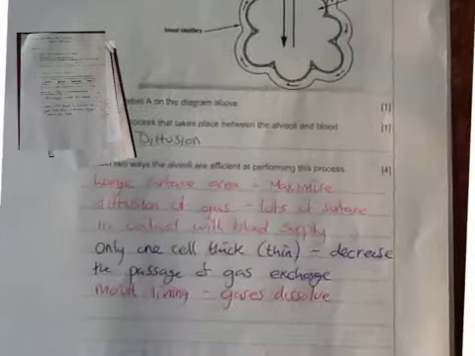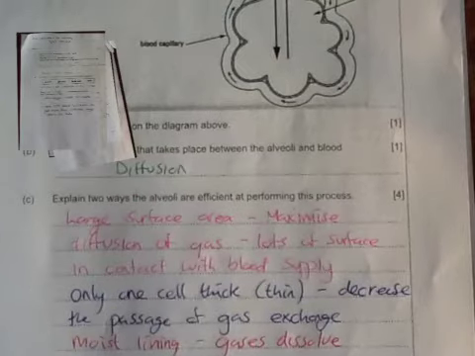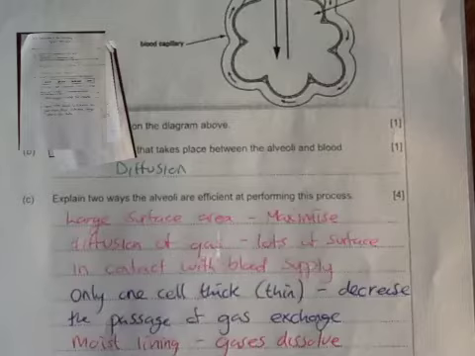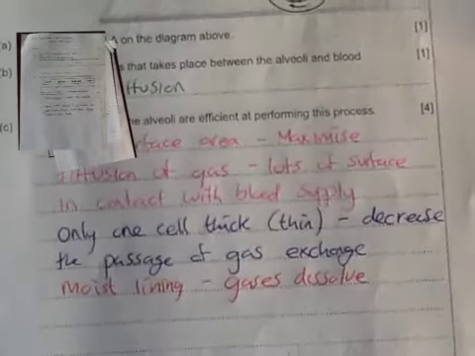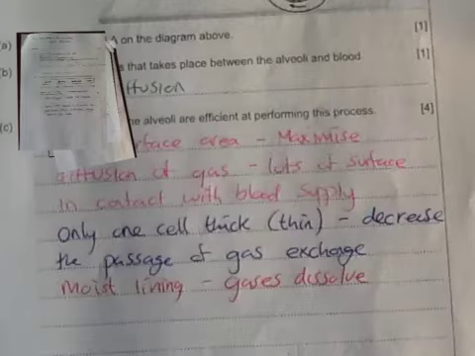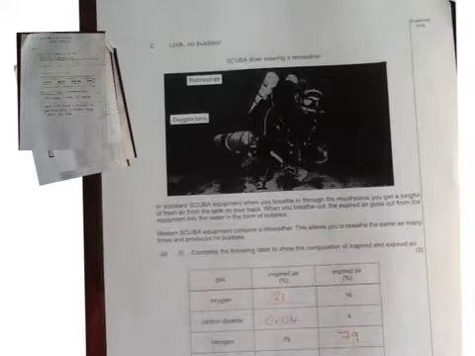Explain 2 ways in which the alveoli are efficient at performing this process. Always take the punt with large surface area. When they're asking you how something's adapted or how it is good at its job, large surface area to maximize diffusion of gas. Lots of surface in contact with the blood. It's only 1 cell thick, so it's really thin. That decreases the distance for gas exchange, so it's not hard for gas to get across. And then I've put a moist lining in, and all you need to know about that is that gas dissolves when it's moist, so it's soluble.